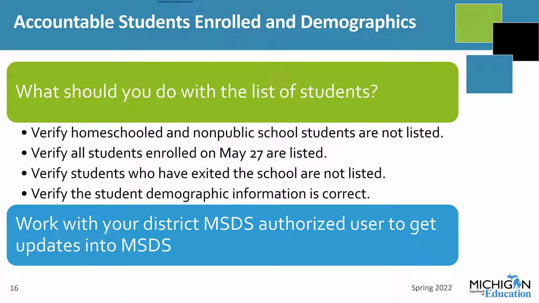If you find errors or information that needs to be updated, you will need to work with your district MSDS authorized user to get those updates in MSDS. If you don't know who your MSDS authorized user is, again, you can find that information on the secure site in the District and School Contacts page under the Assessment Registration dropdown.